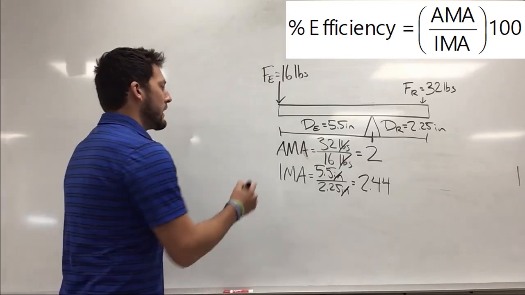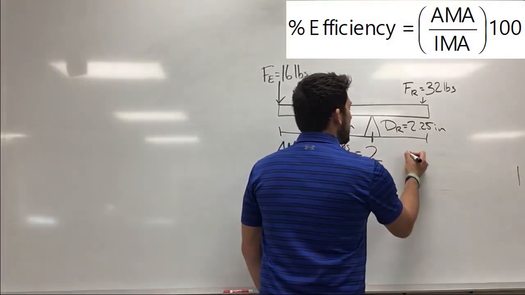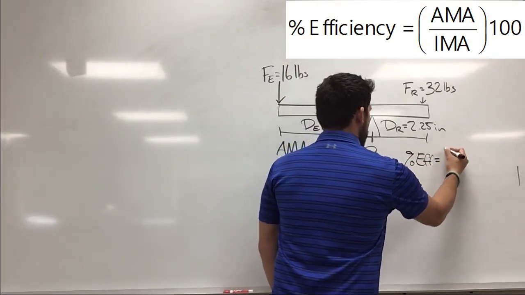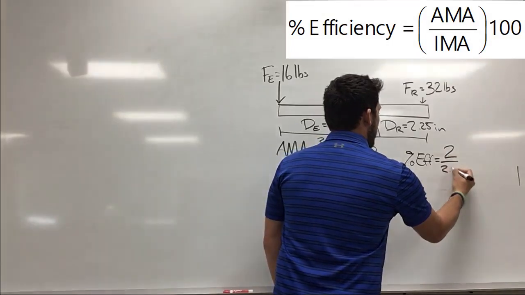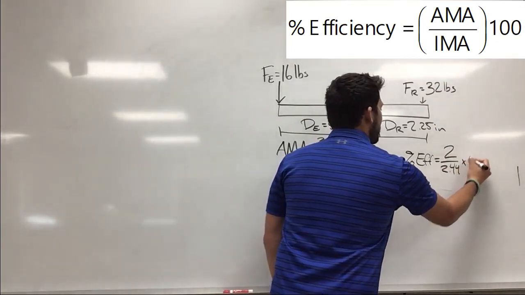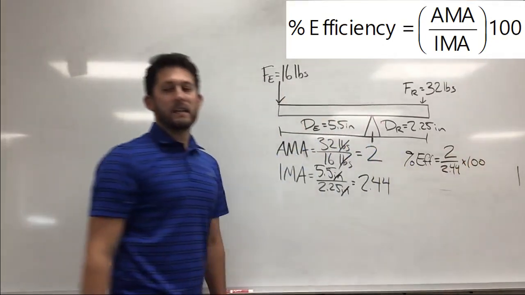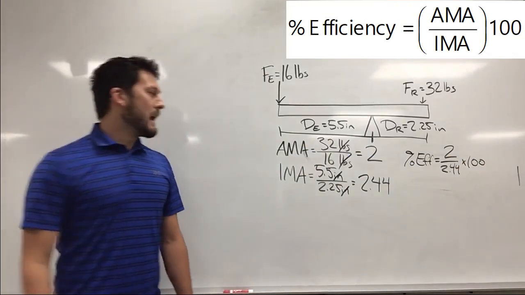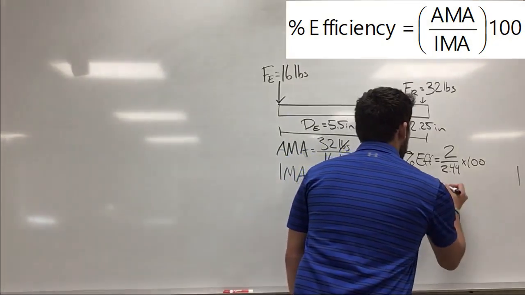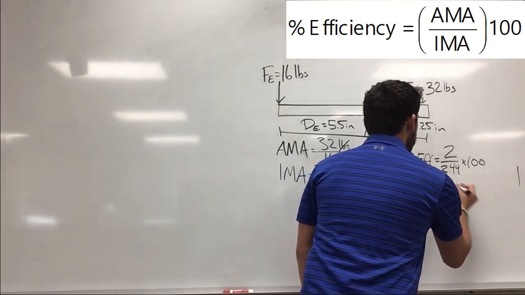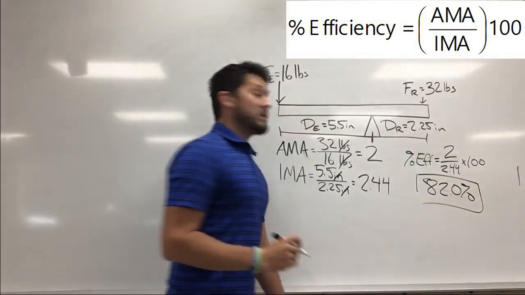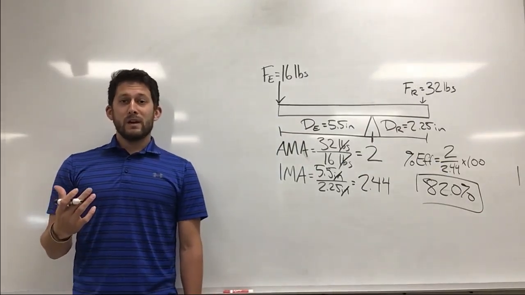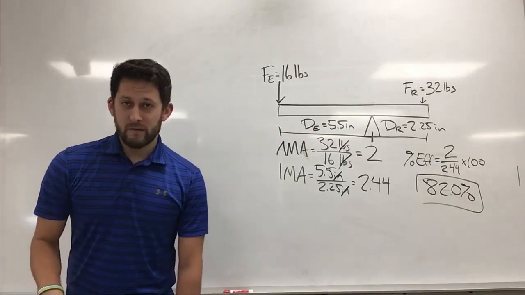So let's do that real quickly. Our AMA is 2, so we say percent efficiency is equal to 2 divided by 2.44 times 100%. Type that into our handy dandy calculator, and we get around 82% efficiency, which is incredible. And you're going to find when you are actually creating some of these machines, you're going to have really, really low efficiencies.